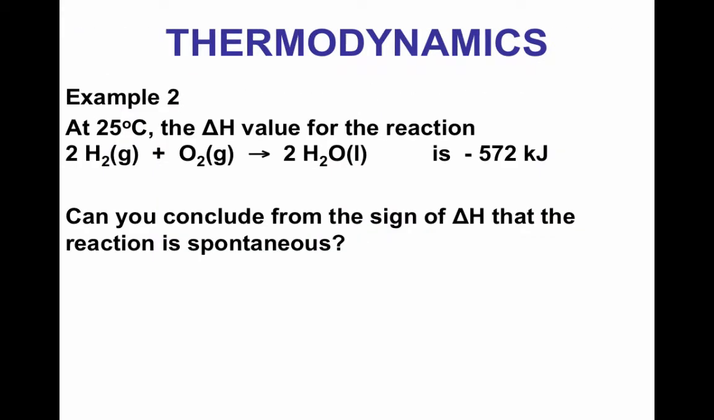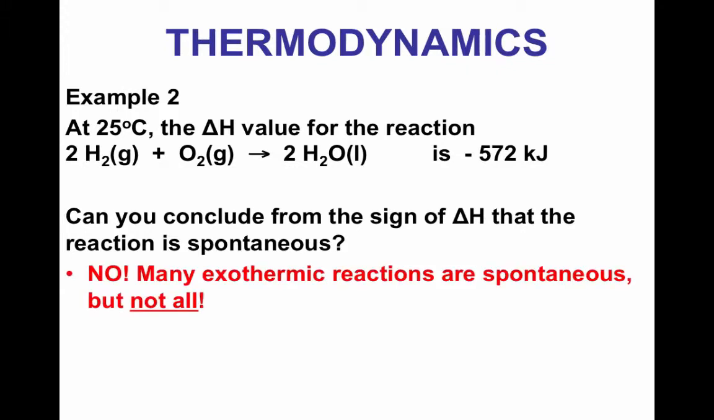So going back to the enthalpy driving force of a reaction, here is this example. Let's say you had this on a quiz or a test. At 25°C, the delta H value for the reaction for the formation of water is -572 kilojoules. Can you conclude from the sign of delta H that the reaction is spontaneous? You might have a question like this, but instead of "can you conclude," it might say, "is the reaction spontaneous?" From this, you cannot tell if it's spontaneous. Just having delta H does not mean you can tell if it's spontaneous. The only thing you can tell from delta H is that this is an exothermic reaction. Many exothermic reactions are spontaneous, but not all of them. So you cannot rely on delta H to tell you if something is spontaneous.